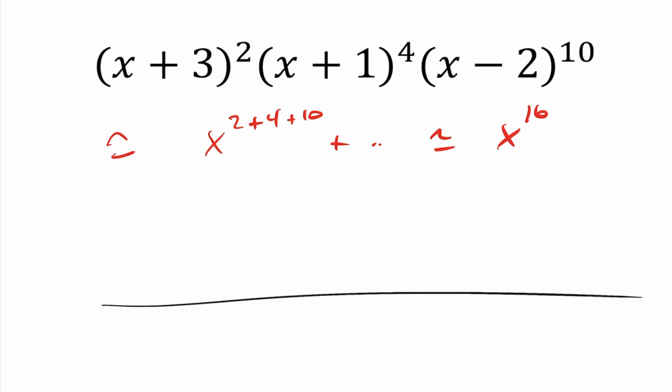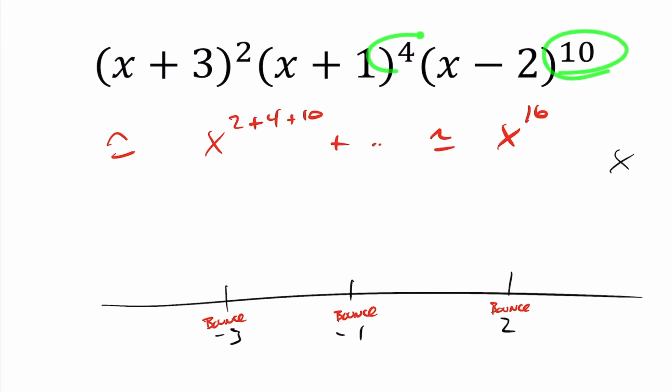So again, draw your number line and find your roots. We have a root at -3, a root at -1, and a root at 2. As x gets infinitely large, we're starting up here at positive infinity. Now again, let's label what's going to happen as we approach our roots. So you'll notice here the powers are all even on this polynomial. So what's going to happen is as we approach our roots, we're going to bounce on each of these. So again, our end behavior is positive infinity.